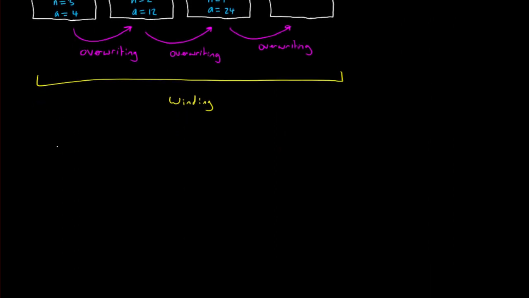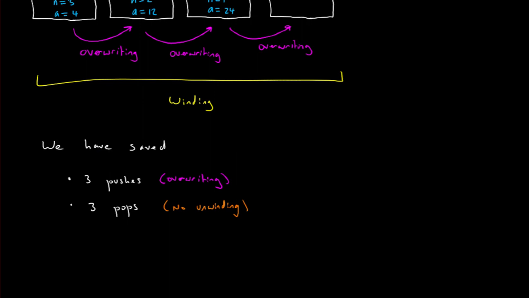So we have saved 3 pushes onto the stack, and this of course we've done by overwriting. By overwriting, we've saved 3 pops, and this is because there is no unwinding. Why? Because we didn't push anything onto the stack.